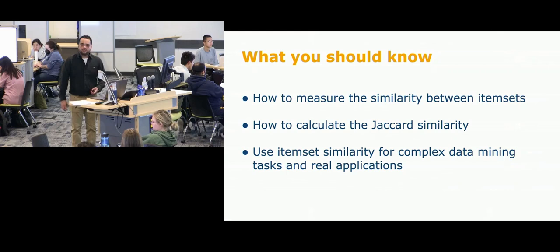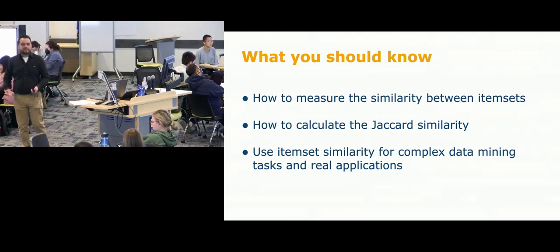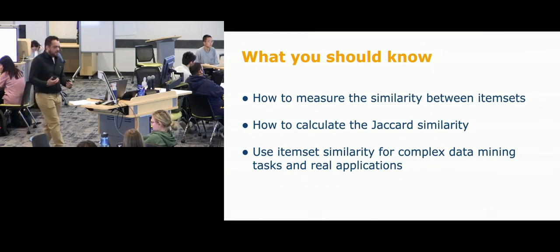Okay, so what you should know is how to measure the similarity between item sets, how to calculate the Jaccard similarity, right? So Jaccard similarity is just one way of computing similarity, but there are other similarity measures too, okay? And then how to use item set similarity for complex data mining tasks and real applications. And this is where the real innovation could happen.